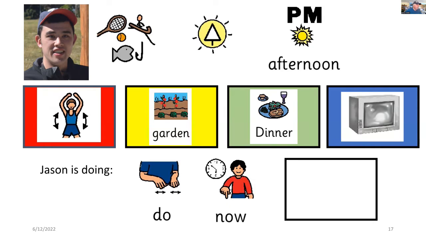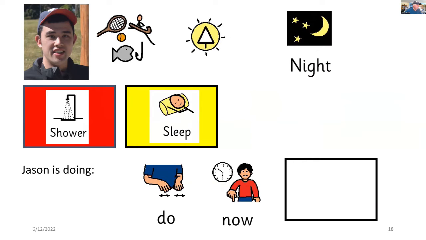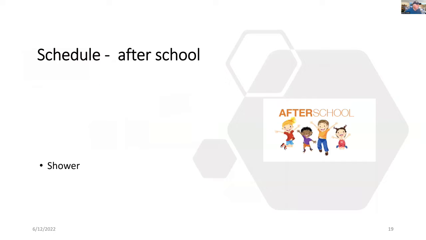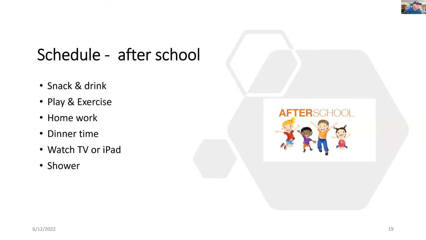And in the afternoon, he's got a different series of tasks on his schedule. So he's going to do exercise, go to the garden, have dinner. And again, we can see what he's doing at this current moment. And at night, he'll have a shower and he'll go to sleep. So after school, you might be having a snack, play, exercise, do your homework, have dinner, watch TV, have a shower, brush your teeth, put on your pajamas, then it's bedtime.